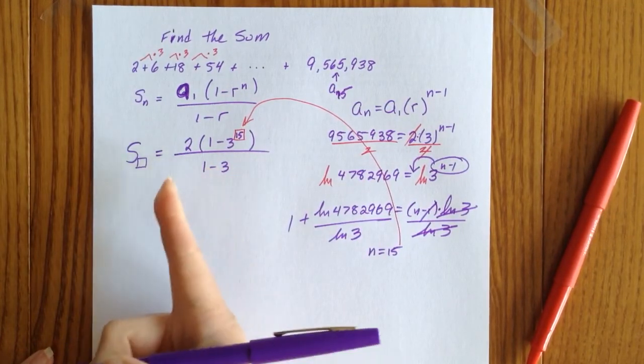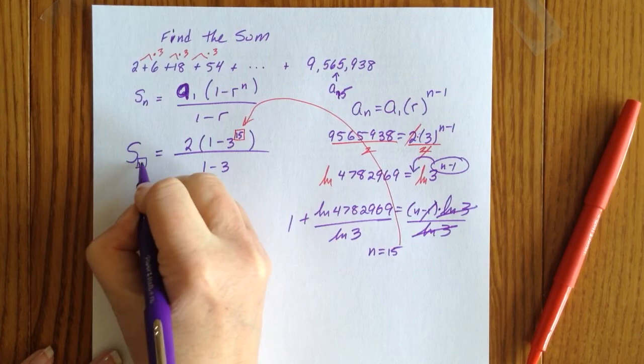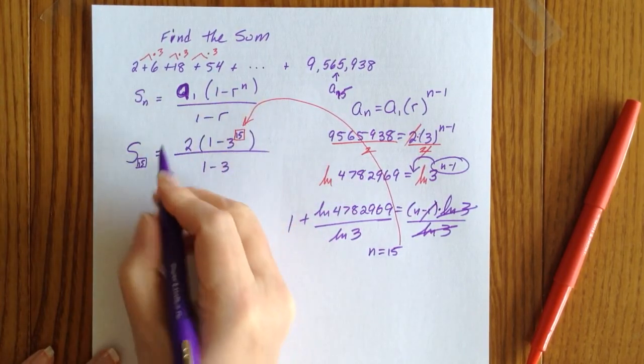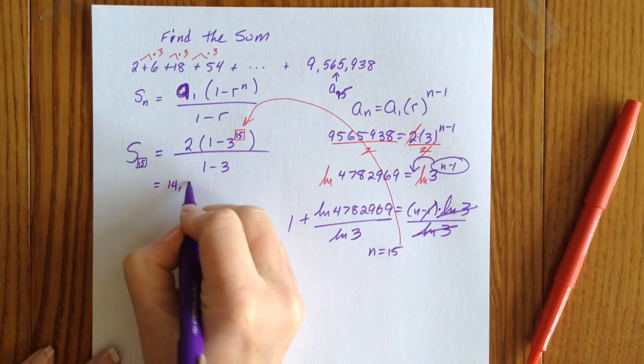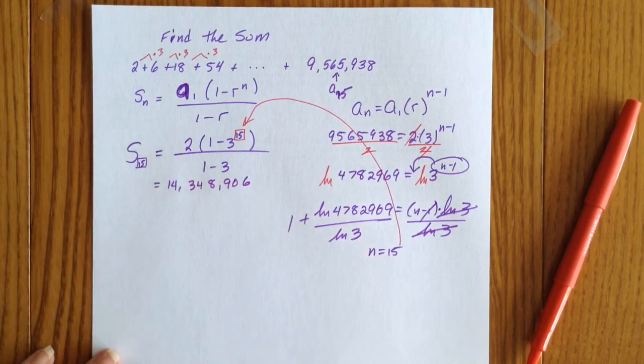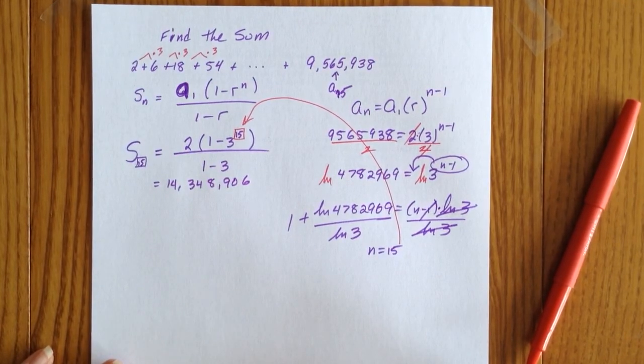Well, now we just type this in. To find the sum of the first 15 terms, we type like we mean it, and we get that number. Hey, do that on your own with your own calculator. I dare ya.